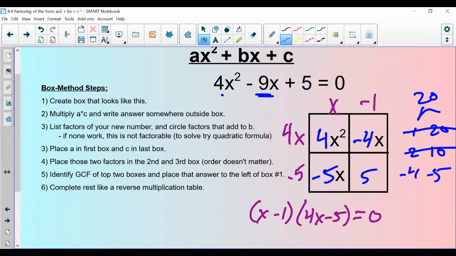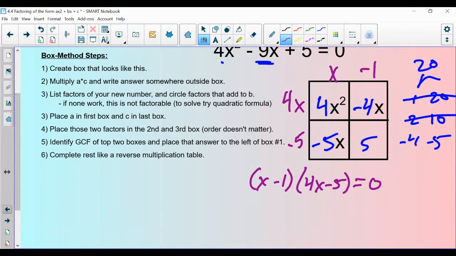I do want to emphasize that if you switch the order of these two, it wouldn't matter because multiplication can be done in any order. Okay, so remember, this one has an equals 0 at the end, so it still has the equals 0 here. And our goal is to find out what value of x would make this a true statement. What value of x would you plug in here, and you get 0 out.